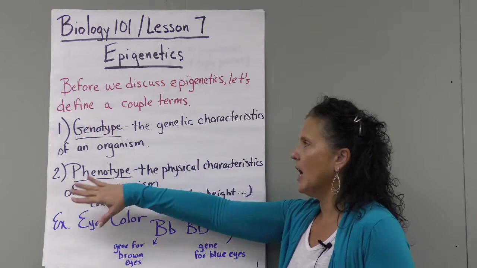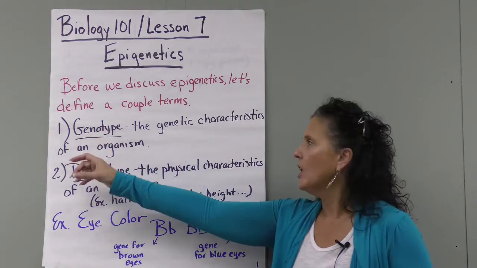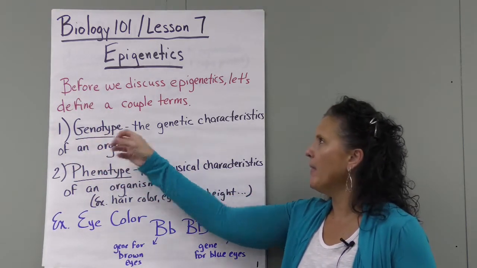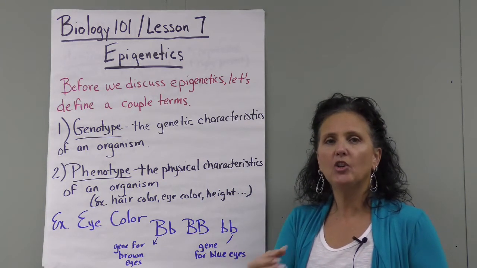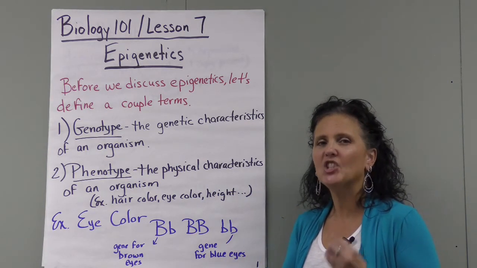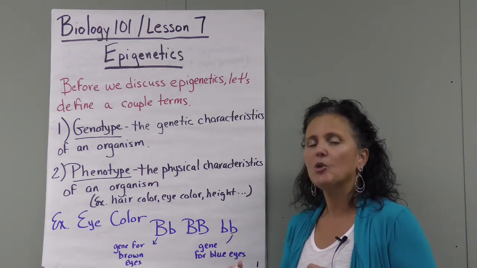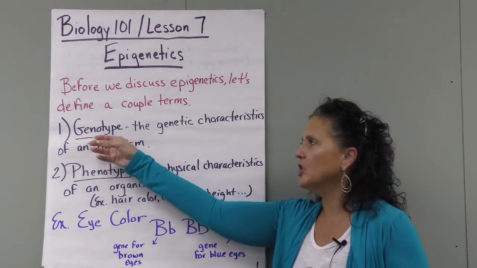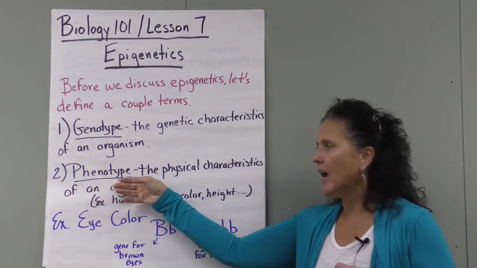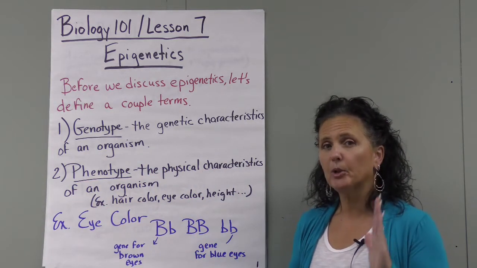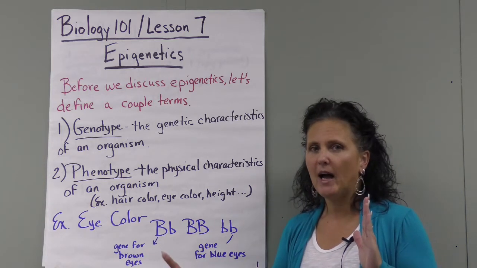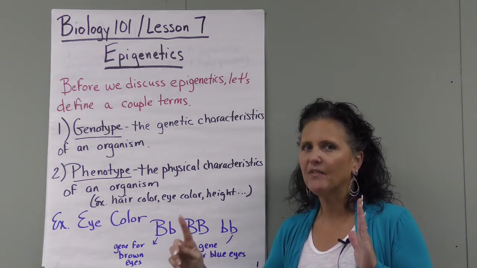There are two different types when we look at our genes. You can look at your genotype, and that's the actual genetic characteristics of an organism. What gene you have. If you have blue eyes, you have a gene for that. If you have brown eyes, you have a gene for that. That's your genotype. The phenotype is the physical characteristics of that organism. So you have a gene for blue eyes. Do you have blue eyes? That's the physical characteristic. That's the phenotype.